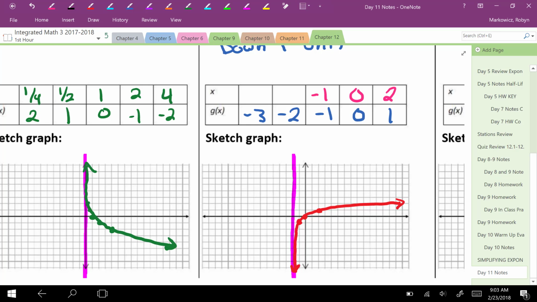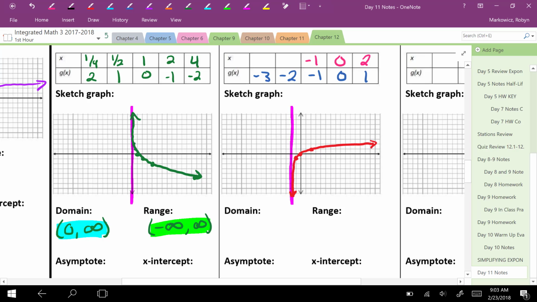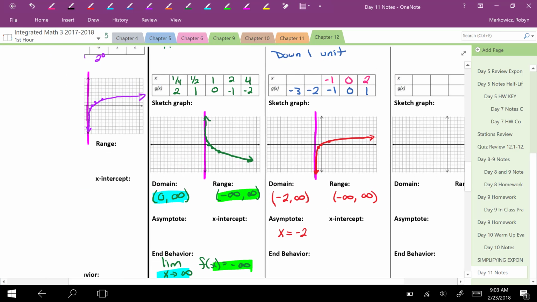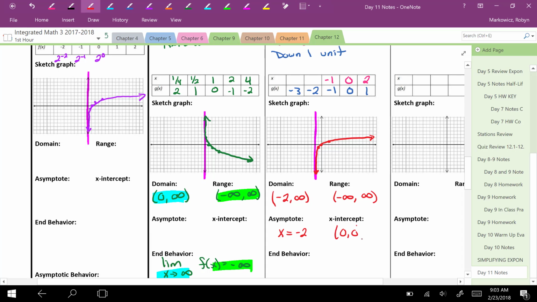All right, let's analyze this one real quick, and then I'll give you your homework to work on. What is your domain here? Negative 2 to infinity. Do I include -2? No. What's the range always? Negative infinity to positive infinity, because it's always going up. Asymptote is at? X equals -2. It's vertical. Where is your x-intercept at? 0. Questions on any of that information?